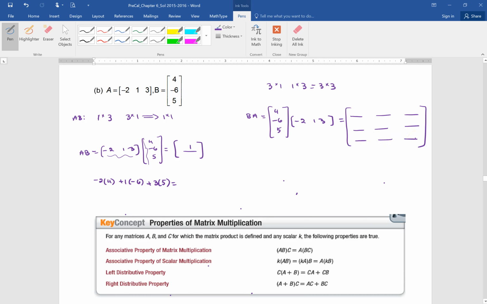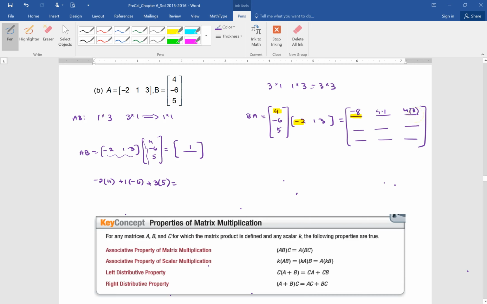Okay. This is row 1, column 1. Okay? Look, this one, row 1, column 1. Look, that's the entire row 1. Okay? This is the entire column 1. So it's just 4 times negative 2, negative 8. Now the second one, it's row 1, column 2, so it's 4 times 1. Okay? Row 1, column 3, 4 times 3.